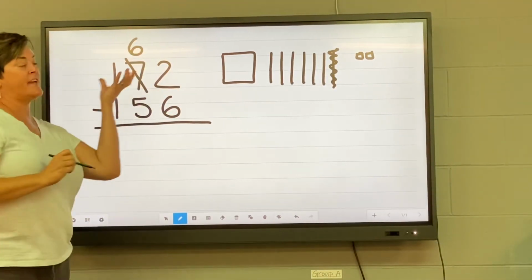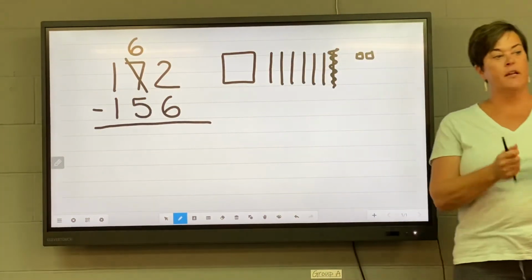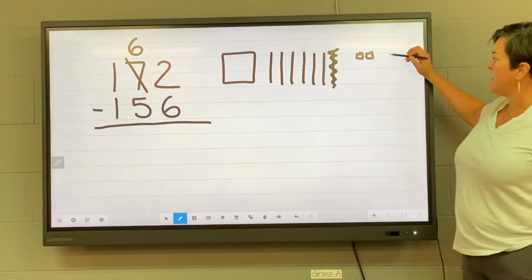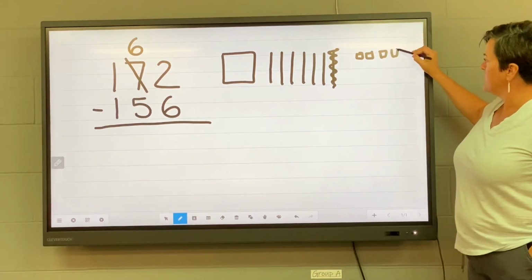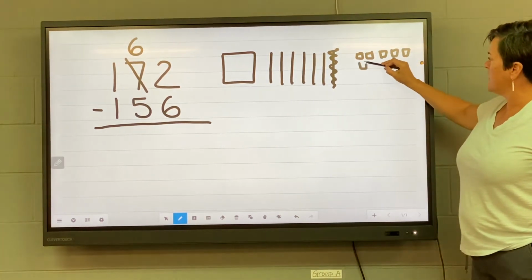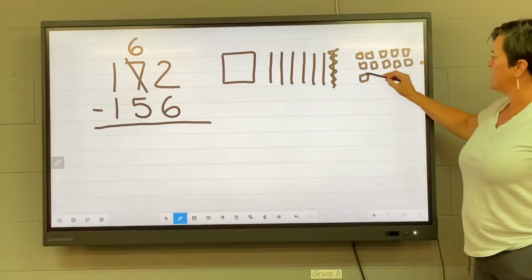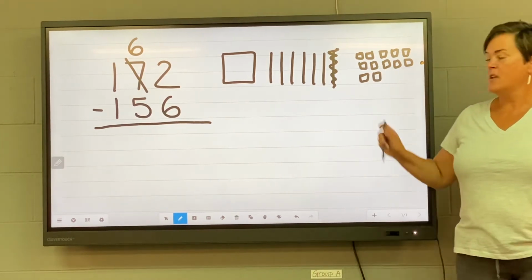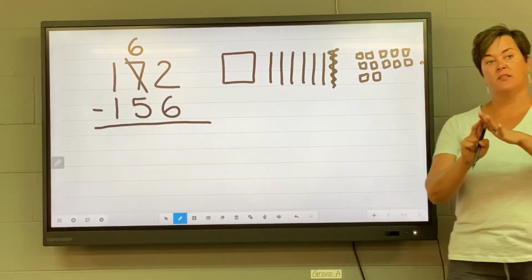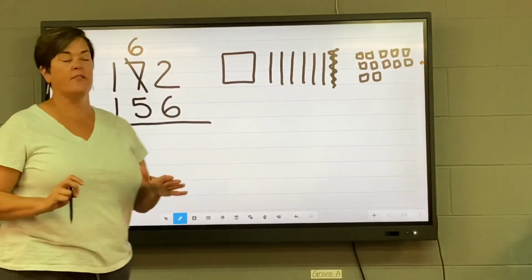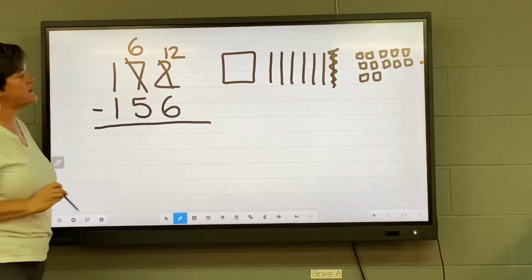6. Now I took that 10 and I have to put it over in my ones. So I broke it apart and I'm putting it in with my ones. 1, 2, 3, 4, 5, 6, 7, 8, 9, 10. Now how many ones do I have? I had 2 and I added 10 more to it. So I have a total of how many ones now? 12. Now I have 12 ones.